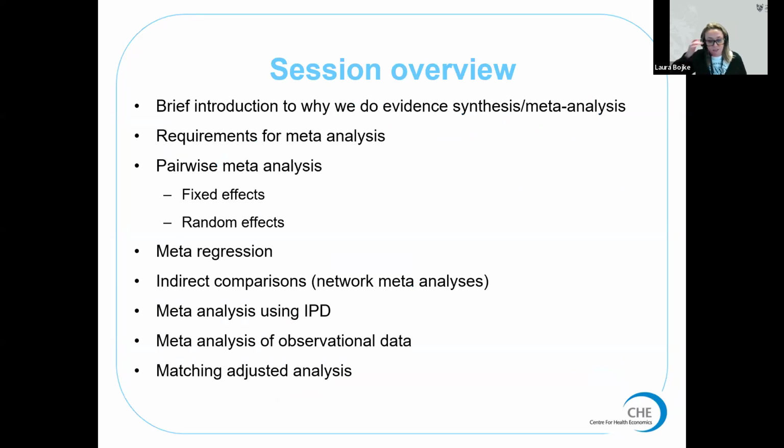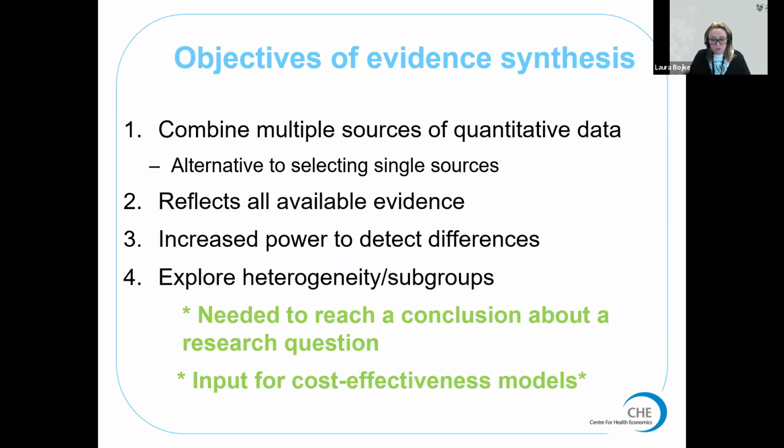In terms of specific content, I'll primarily talk about meta-analysis, but I'll also cover extensions of this, such as meta-regression and network meta-analysis. And then I'll briefly touch on, as I said, more complex methods such as match-adjusted indirect analysis as well. So why do we conduct quantitative evidence synthesis?